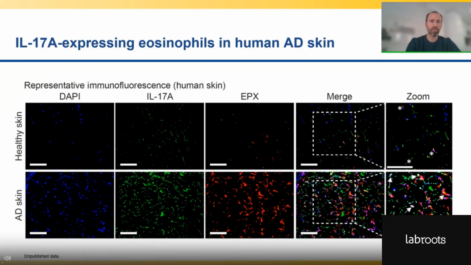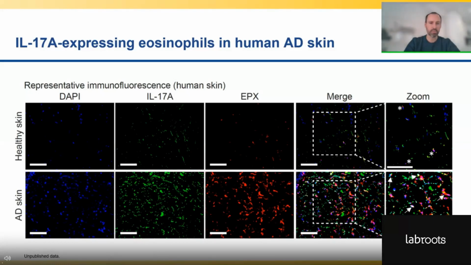To determine the human relevance of these findings, we took skin biopsies from atopic dermatitis patients and healthy control patients and looked at IL-17A and eosinophils in the skin. As you can see in healthy control patients, there's low amounts of IL-17A and eosinophils as measured by EPX expression, which is a major eosinophil protein. And when we zoom in on this, we see that there's separation between IL-17 expression and eosinophils.